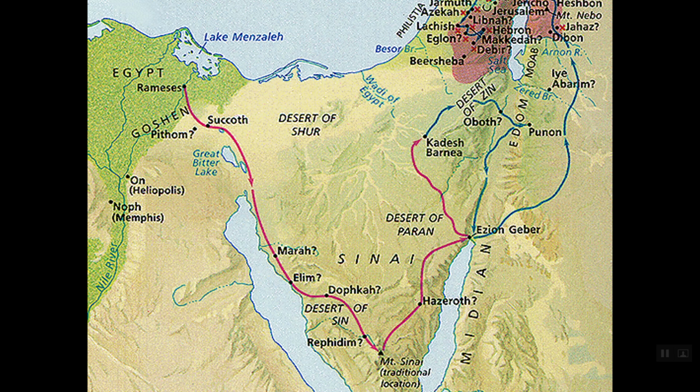They're forcing them into hard bondage and labor. Ultimately, they're delivered through the 10 plagues.